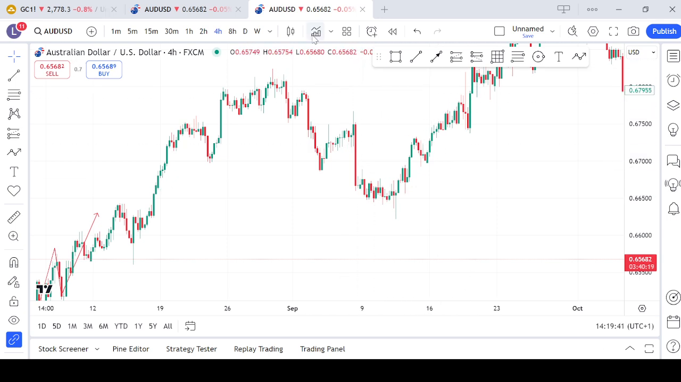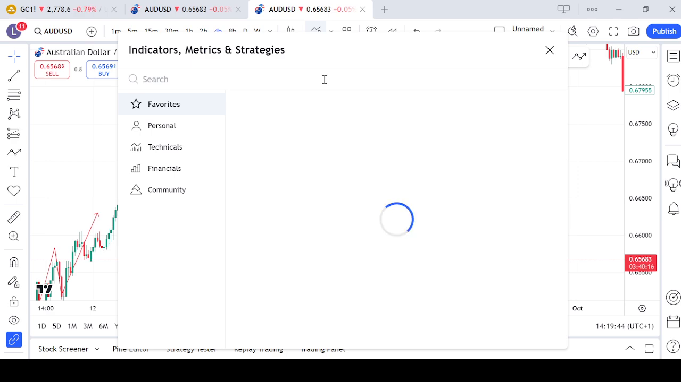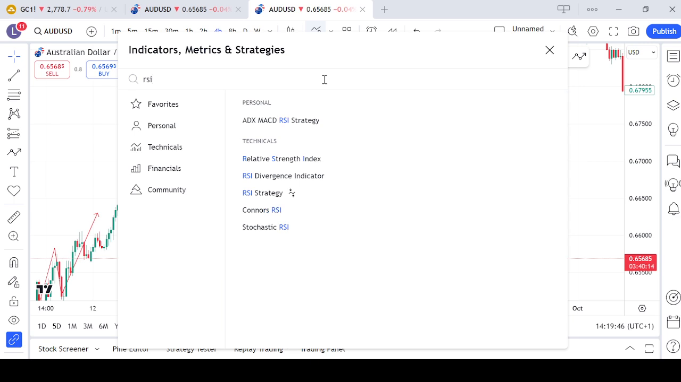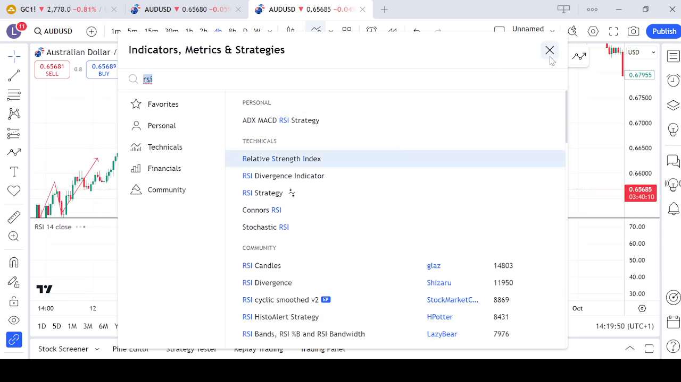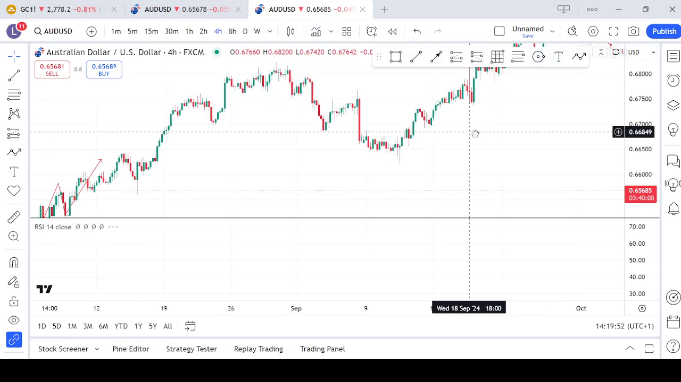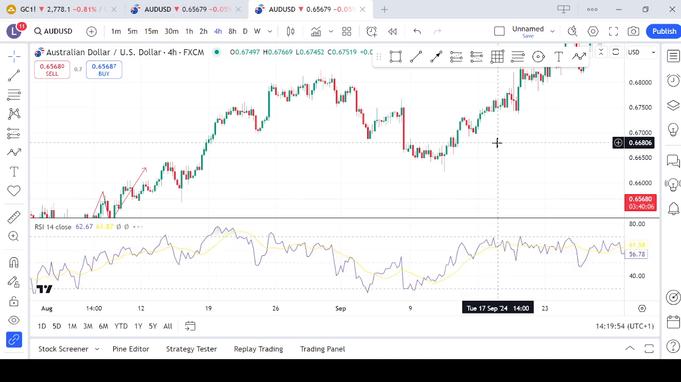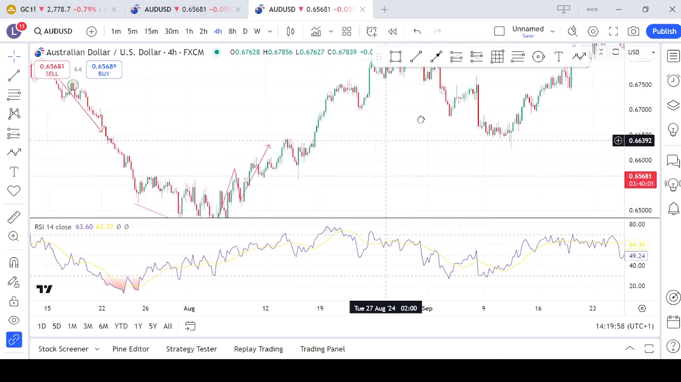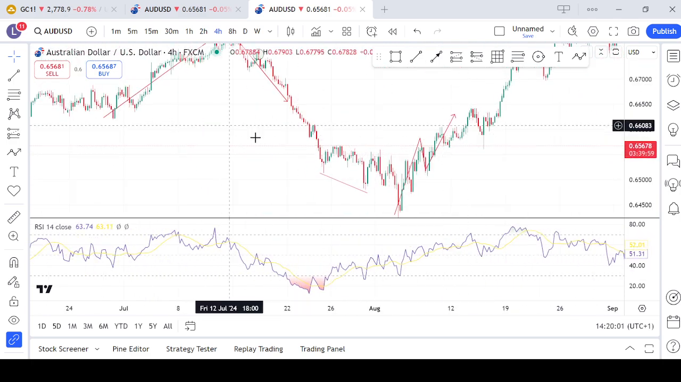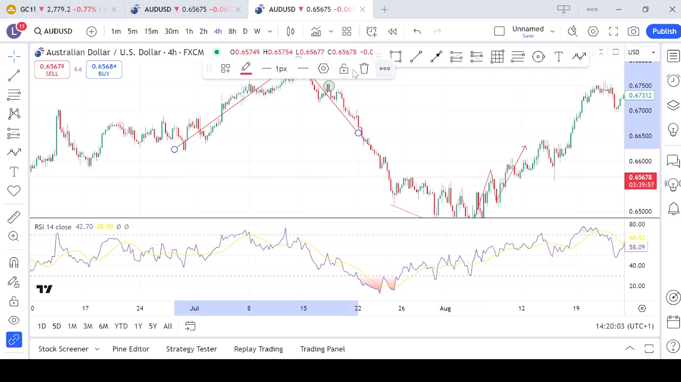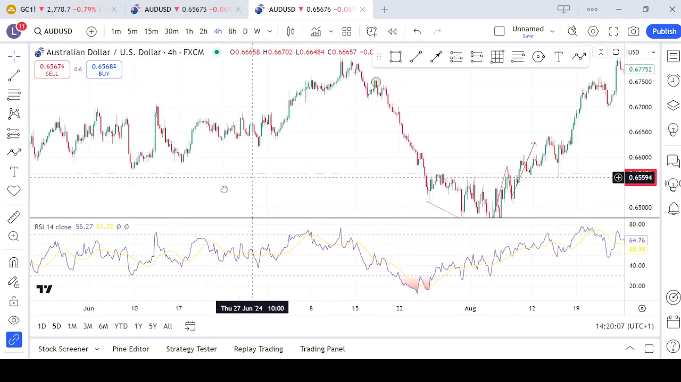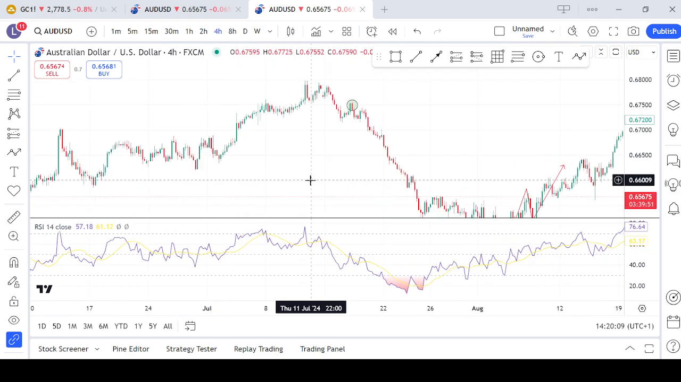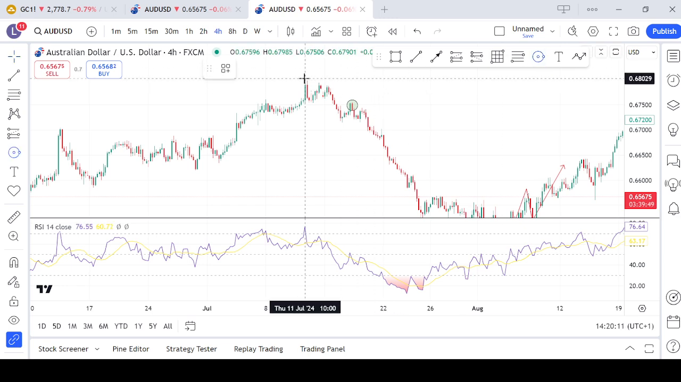So let me put that on the chart. Just going to search for RSI, which is the relative strength index, RSI for short. So it helps us spot overbought and oversold conditions in the market. So let me find a good example. You can see price being overbought right here.